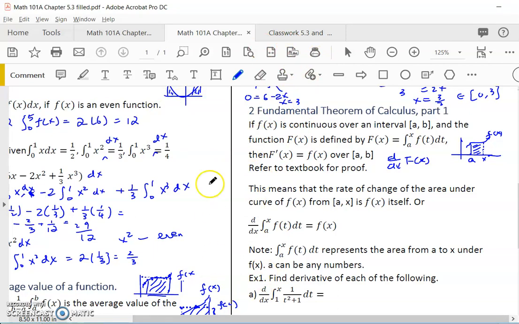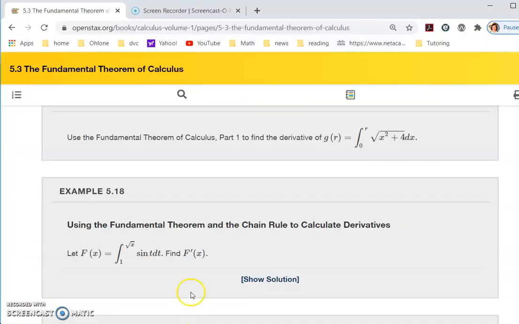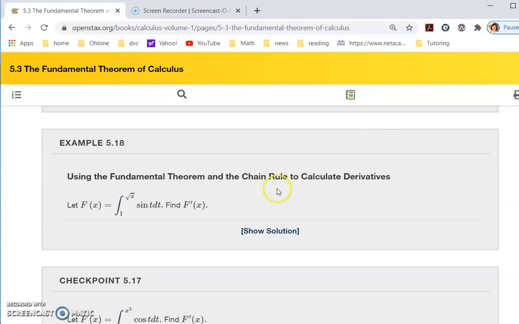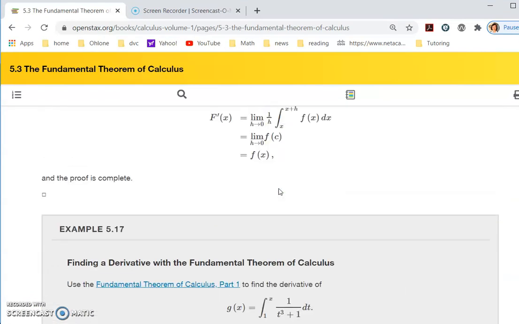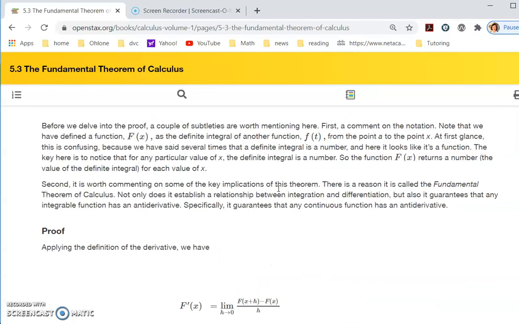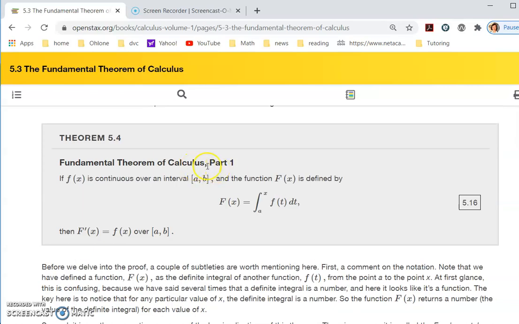The proof would be in the textbook. So let me show you the textbook. This is the fundamental theorem. No, this is part 1. This is part 2. Part 1 is here. Fundamental Theorem of Calculus, part 1.